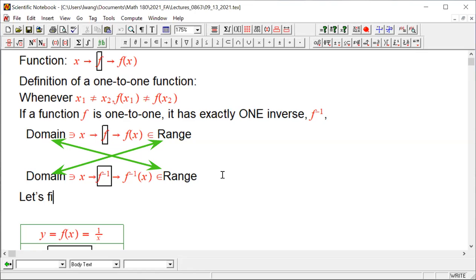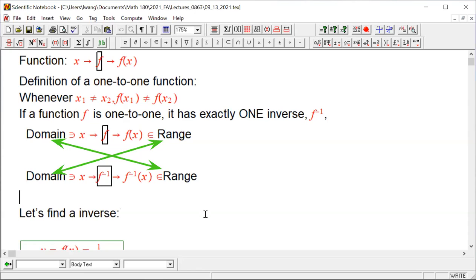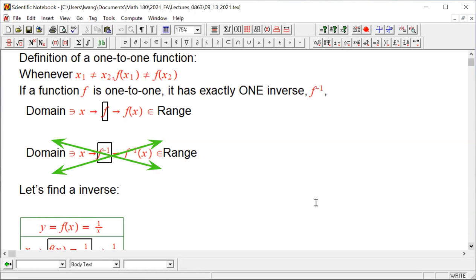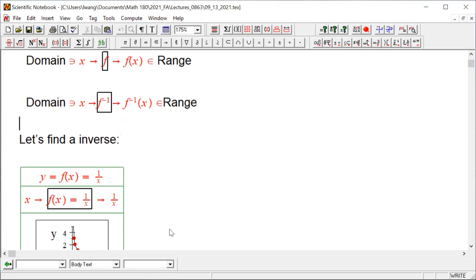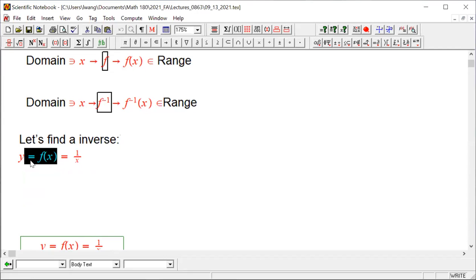Let's find an inverse. You guys might have seen this before, but you might not have, but it's okay. Okay, so I'm going to remove those arrows, expecting you guys have written them down. So let's find the inverse just for this particular function. To find an inverse, the general steps are the same. So we have f of x here.